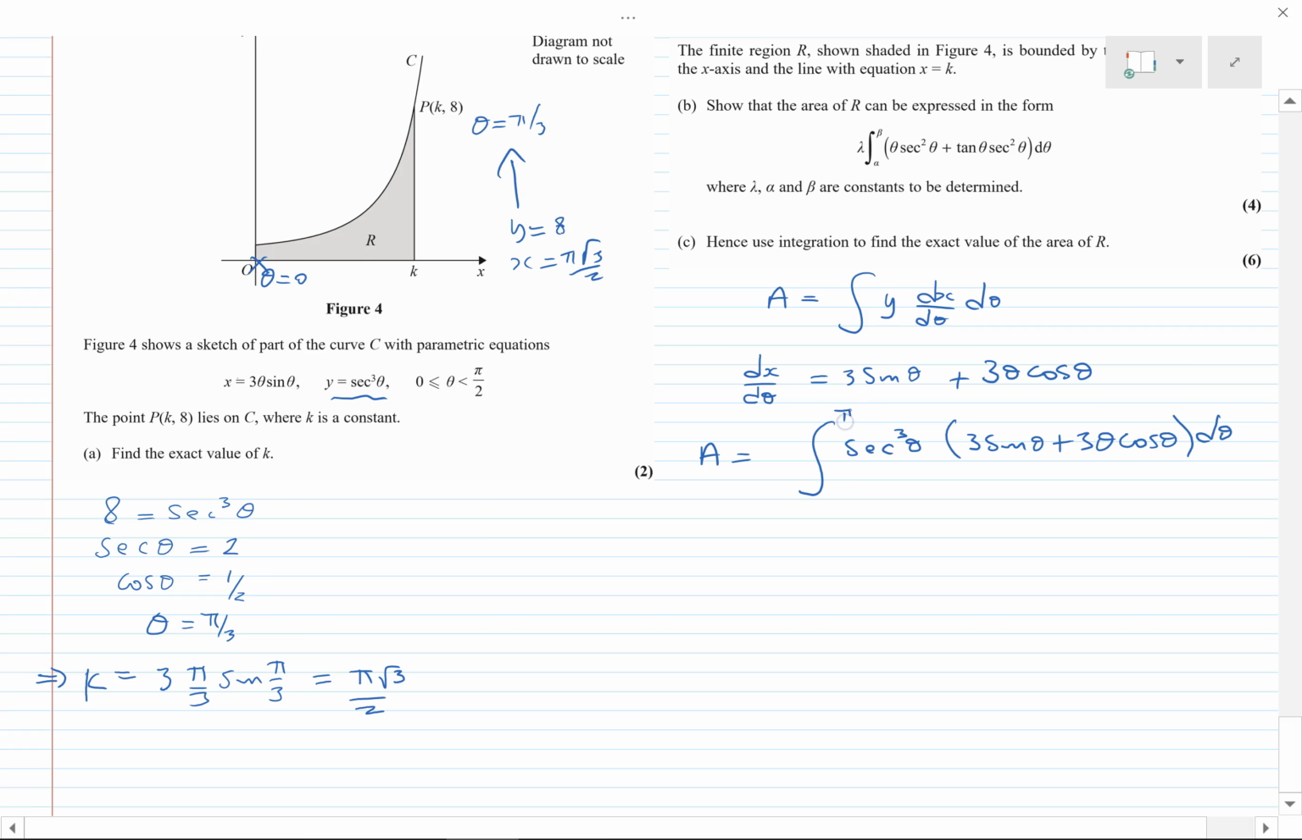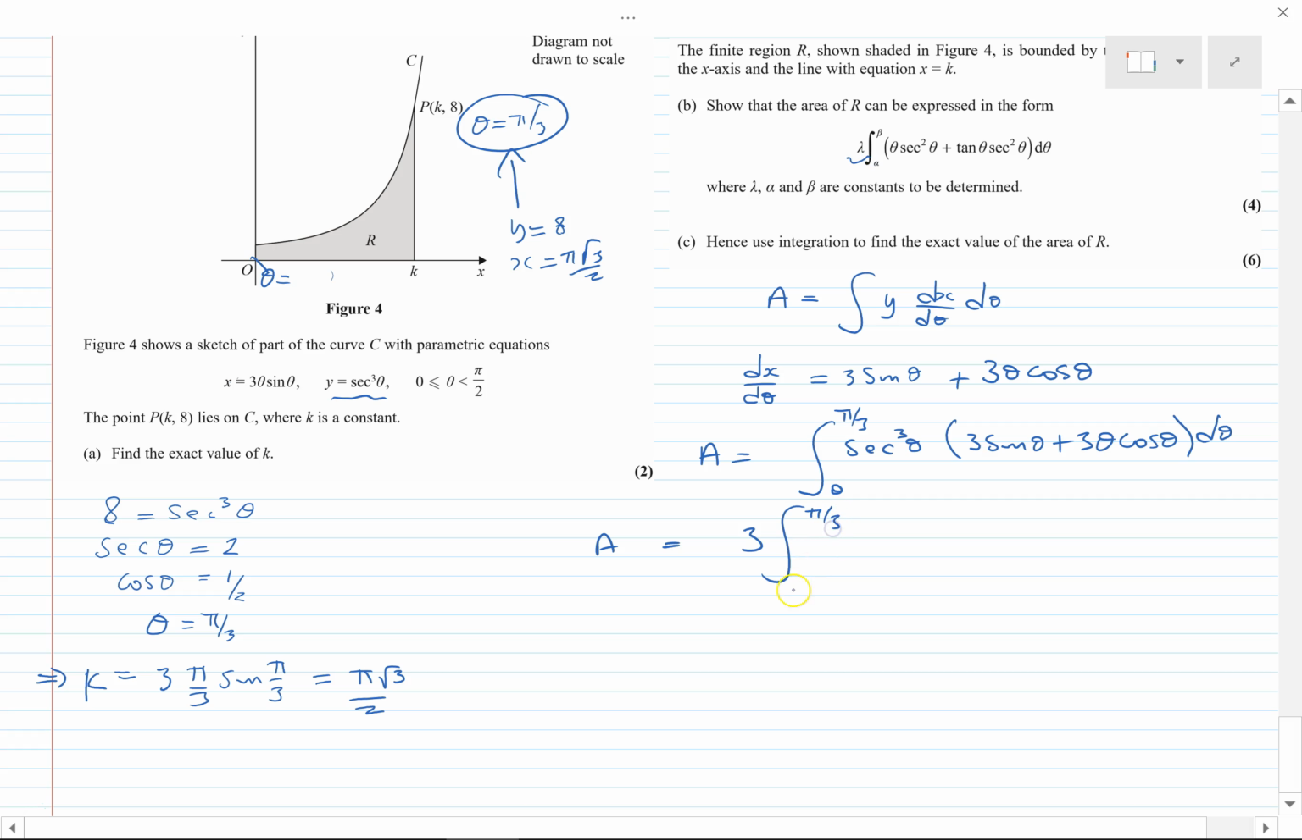So we know the top limit is pi over 3 because for this one theta is pi over 3. Theta will be 0 for this one because we've got x equals 0, which must mean that theta equals 0 there. Okay, so that's the limits sorted. Now let's take 3 out as a factor, because that's our value of lambda basically.